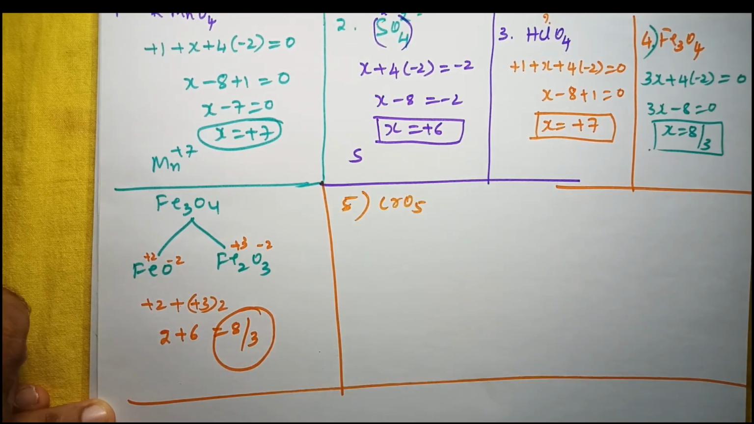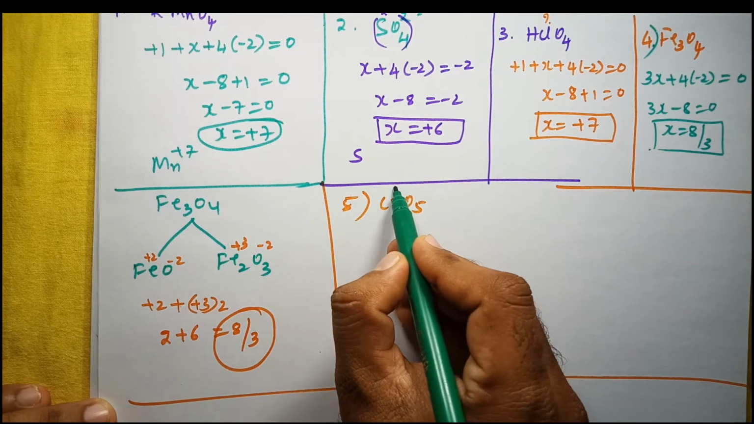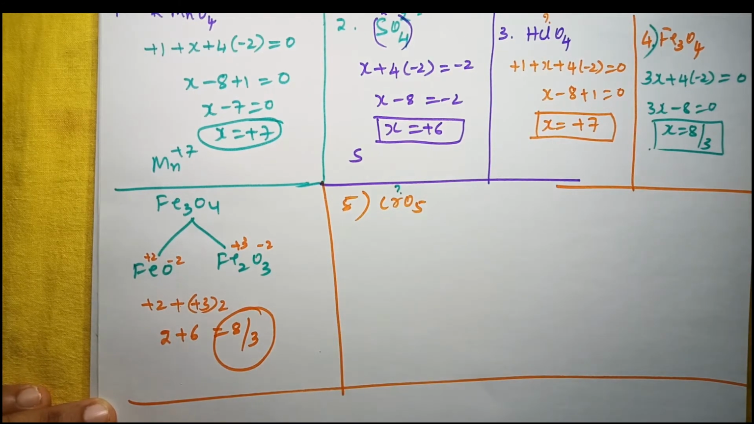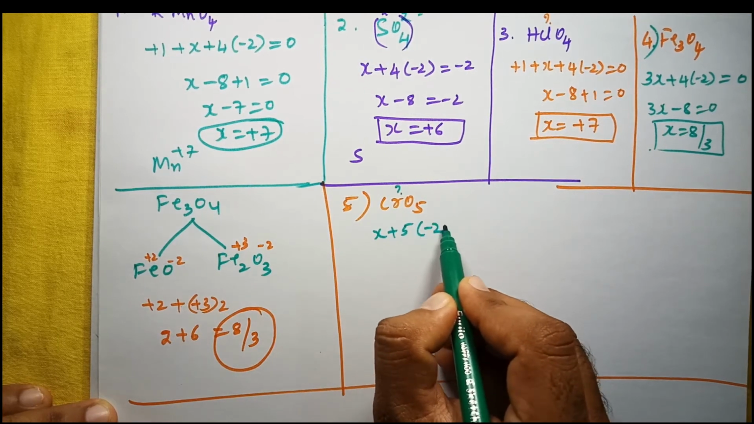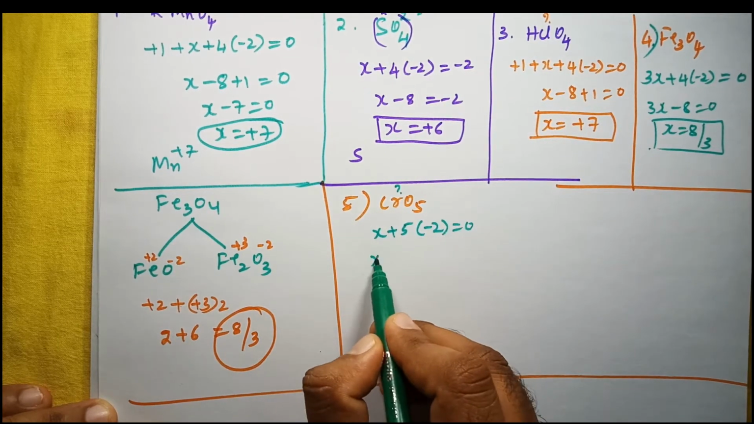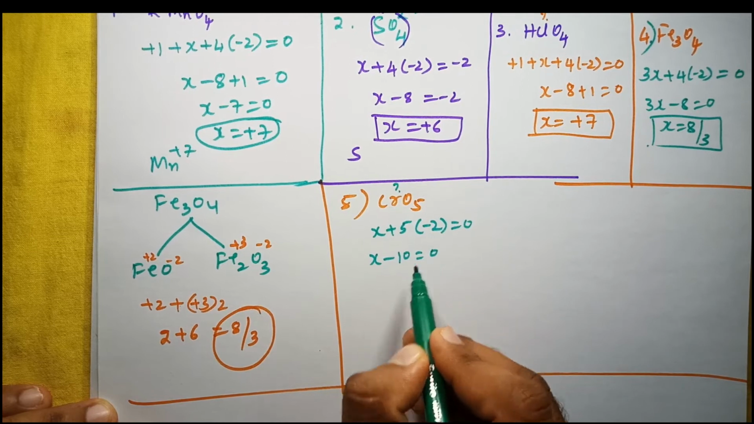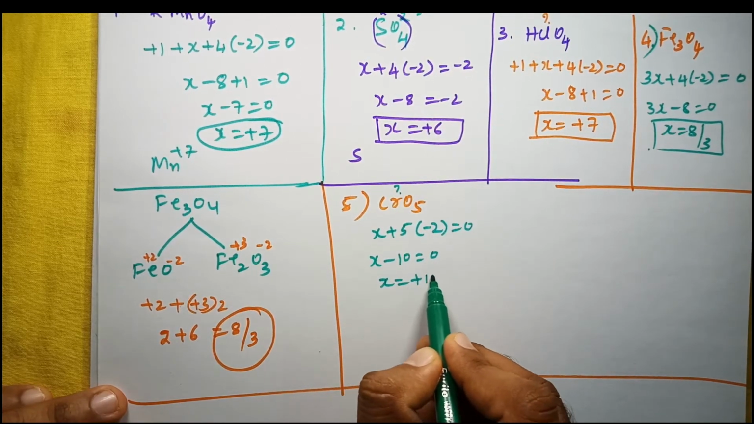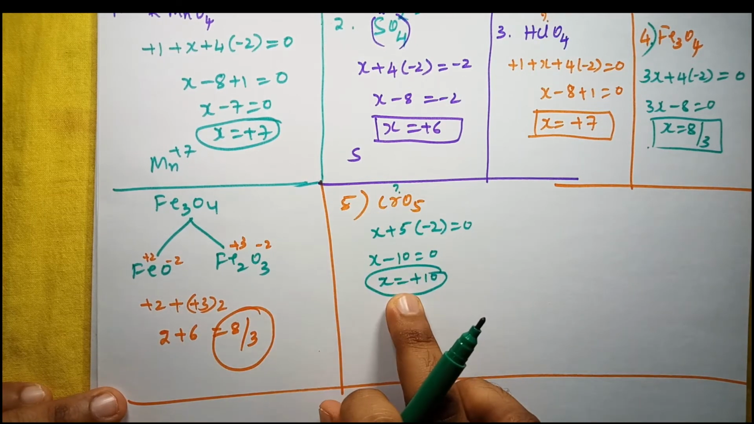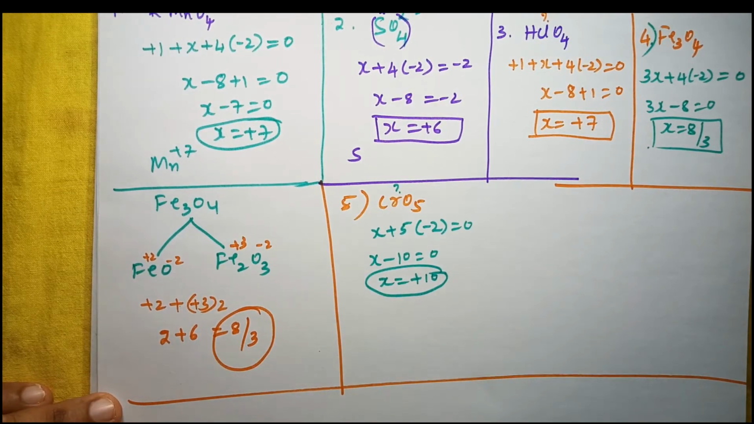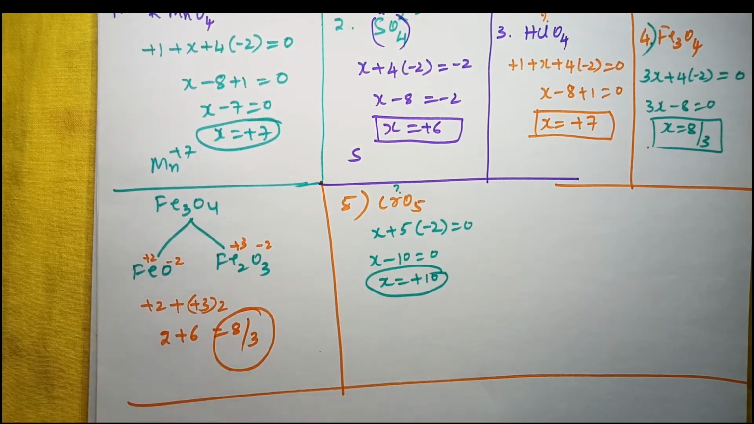CrO5. What is the oxidation state of chromium here? Let's calculate. X plus 5 into -2 equals 0. X minus 10 equals 0. X is equal to +10. Is it possible for chromium to exist in +10 oxidation state? No friends. So for that we should know the structure.